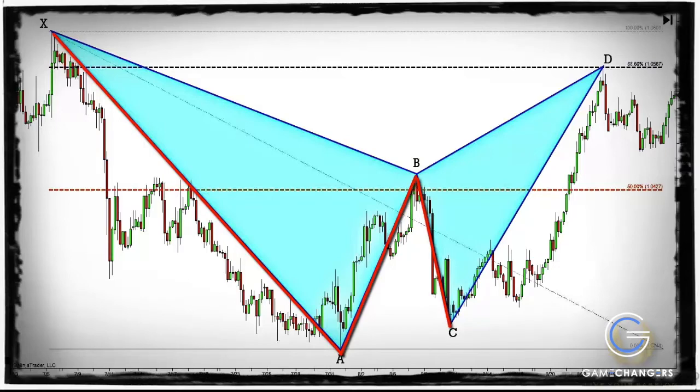Now, for our D pattern completion or our D leg completion, it's pretty simple for the bat pattern. The D leg is always going to complete at the 886. We don't have to worry about any ABCD pattern confluence, although if we get that, we can add that as a bonus. We don't have to worry about drawing in any Fibonacci extensions. However, if you want to and you get some confluence up there, again, you can add that as a bonus. All we're worried about is the 886 completion. So when the D leg touches the 886 completion, and that's a Fibonacci retracement taken from the X to the A leg, that is our selling point for the bat pattern.